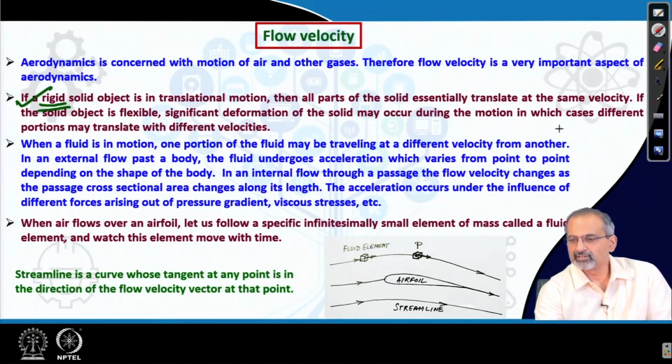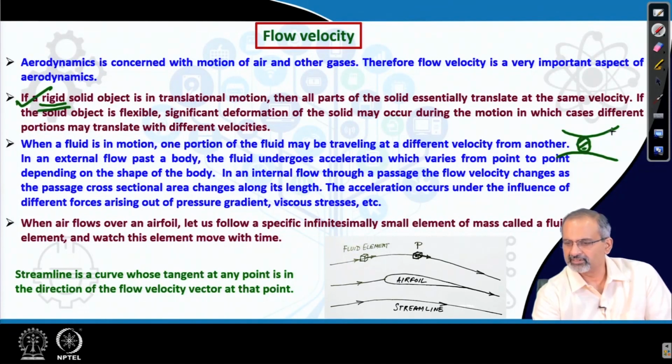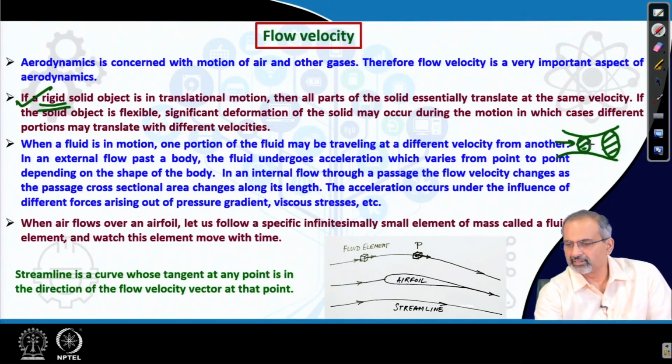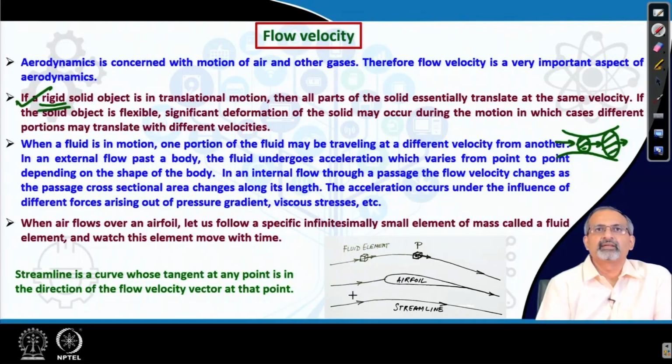Therefore, if a flow is occurring, for example, through a duct like this, the cross sectional area available at different locations of the duct is different. And when you look at the flow velocity, you would find that as it crosses different cross sections, it is going to change. The acceleration occurs under the influence of different forces which arise out of pressure gradient, viscous stresses, etc. We are going to learn more about these as we move on.